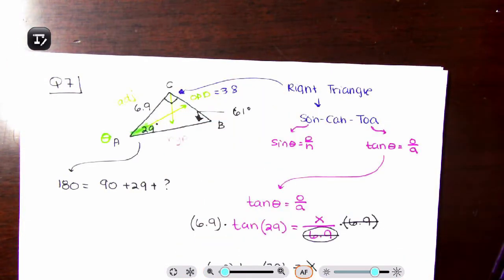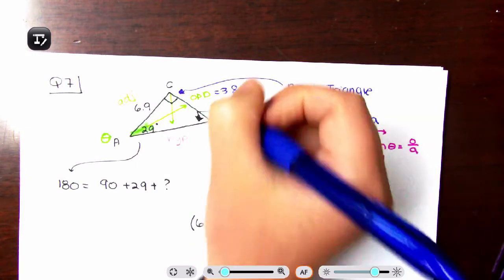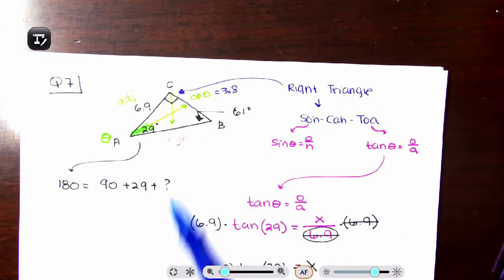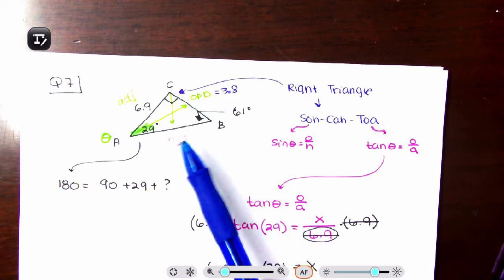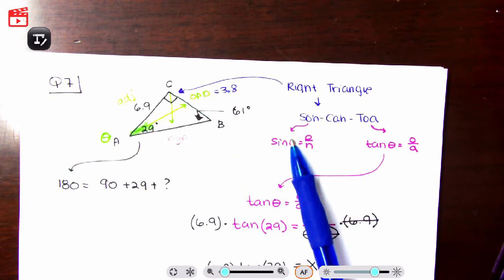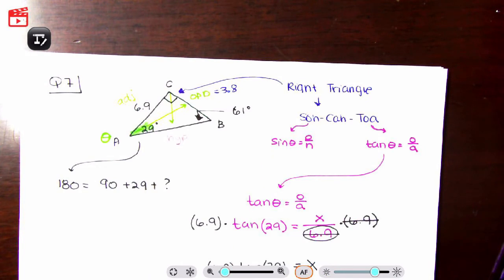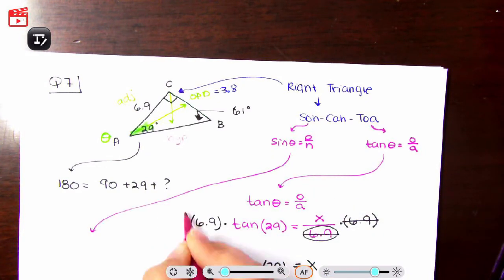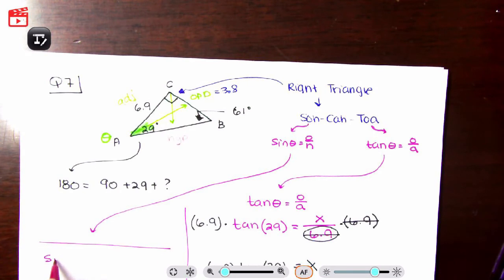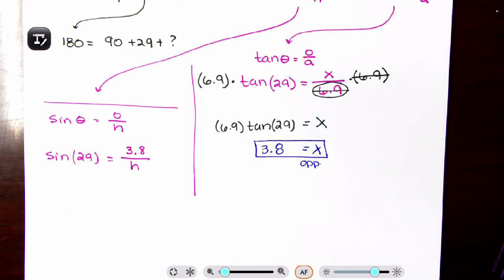Now that we do have an opposite, we have choices. We can either use the Pythagorean theorem, because we have two sides and need to find the third one, or we can use the sine that we wanted to originally. I'm going to choose to use sine. So sine of theta is equal to opposite over hypotenuse. That means sine of 29 degrees is equal to opposite, which is 3.8, over the hypotenuse, which I'm going to call h because we don't know what that is. Now this one's a little bit tricky because your unknown, h, is in the denominator. But don't let that worry you.